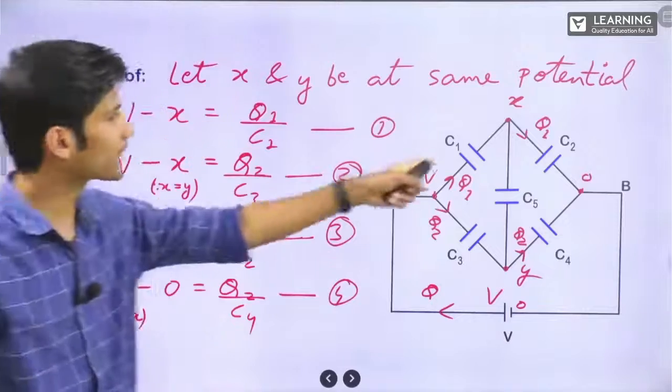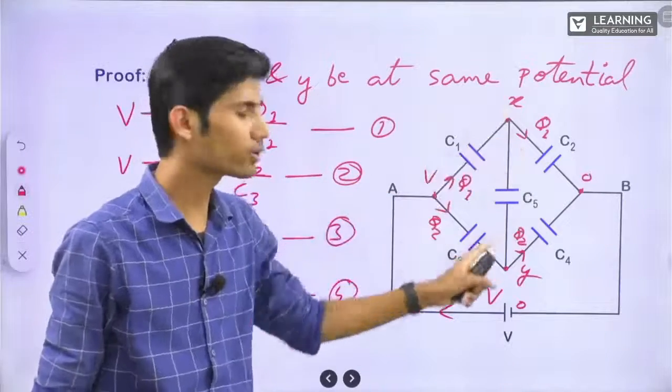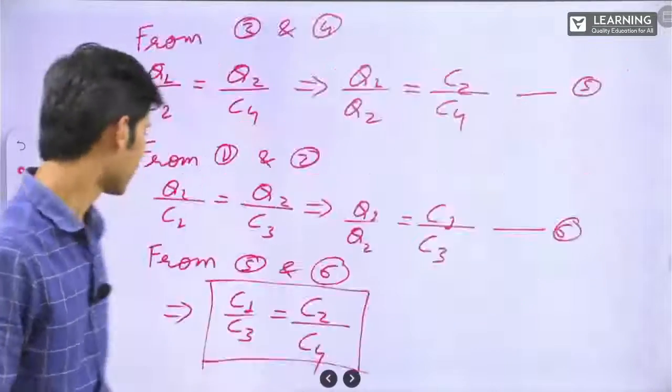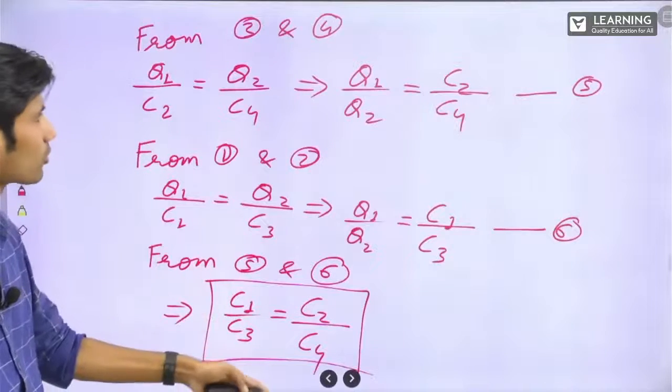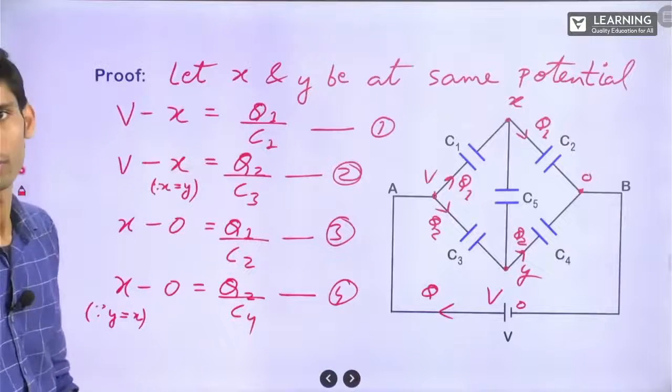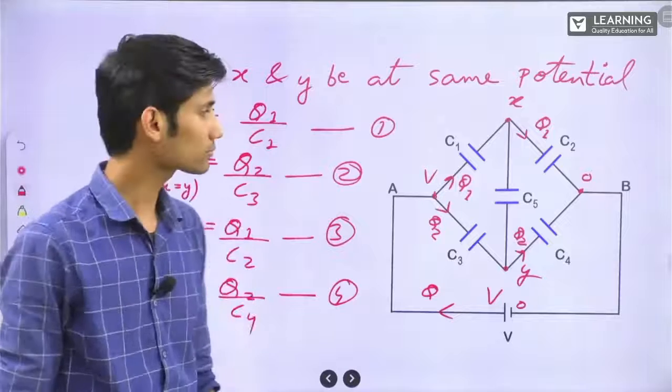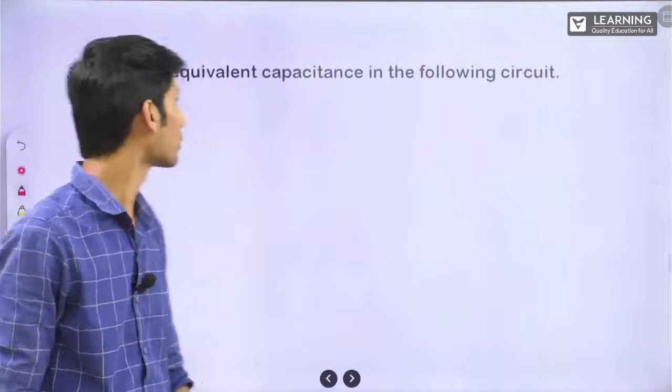So we have considered that X and Y are at same potential. The charge is not flowing through this. Considering this, we got this. That means if this is true, this will be true. Alright, got it? Okay, let's see a question.